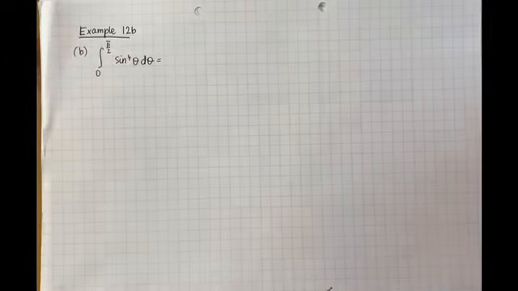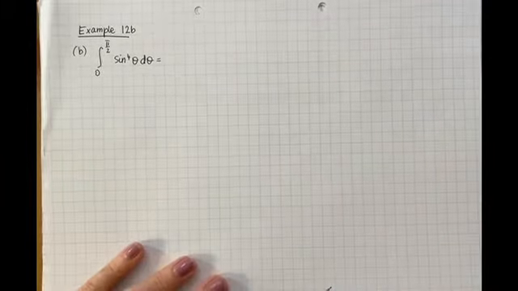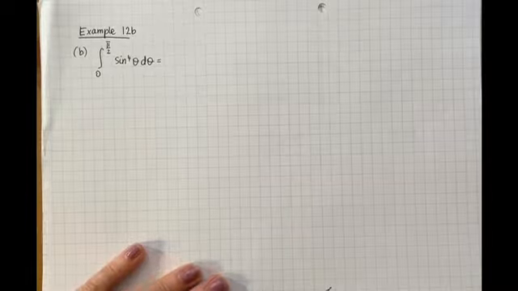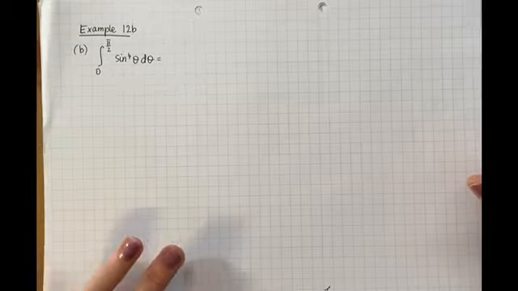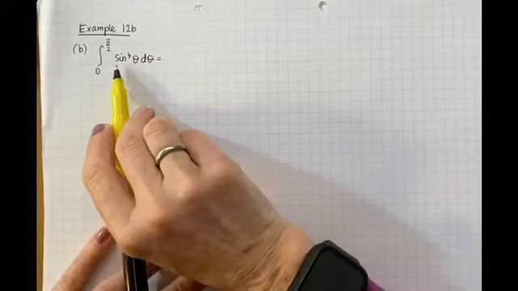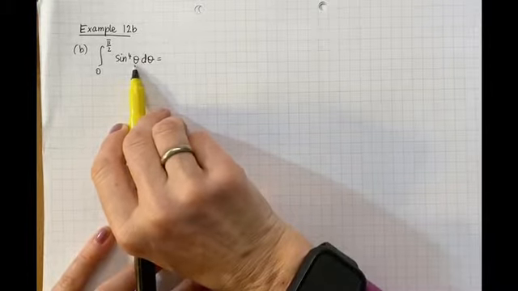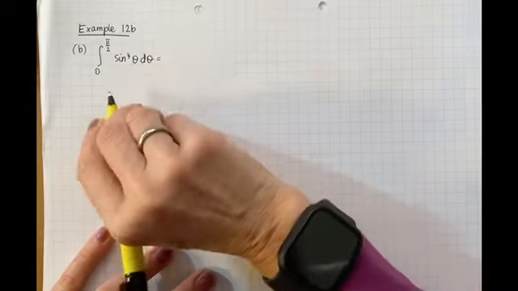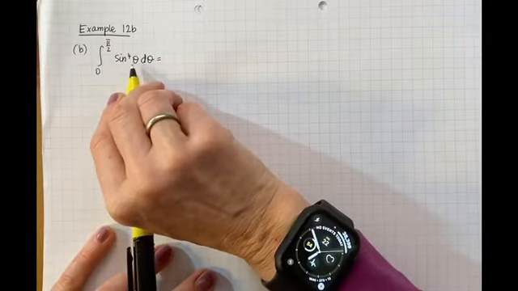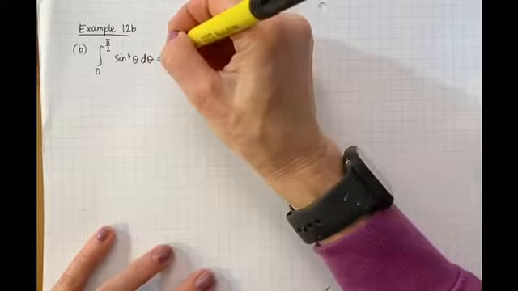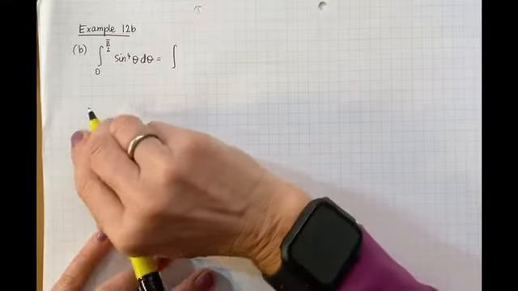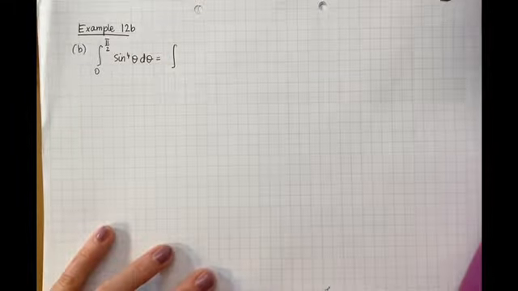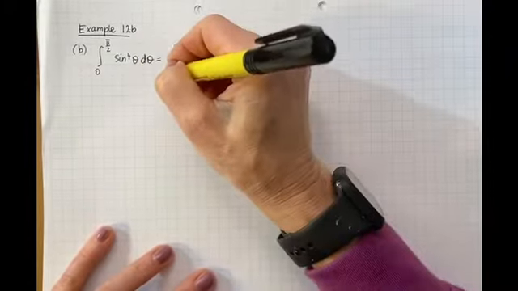Okay, so let's go through part B on example 12B. We are going to use the results that we obtained in part A to replace sine to the power 4 theta, then integrate the answer. You cannot integrate sine to the power 4 when it's in this state without replacing it with another function that you know how to integrate.